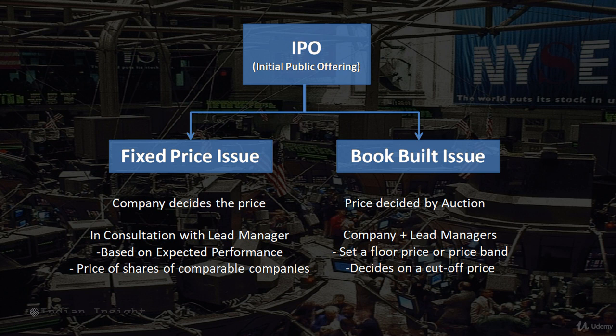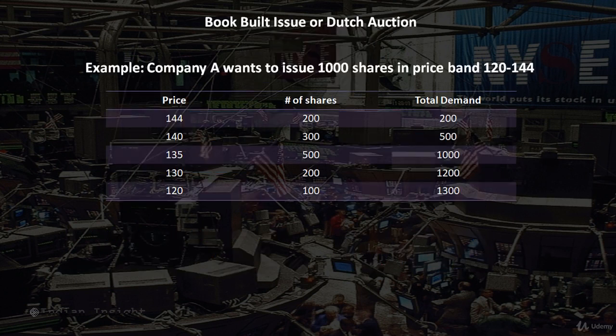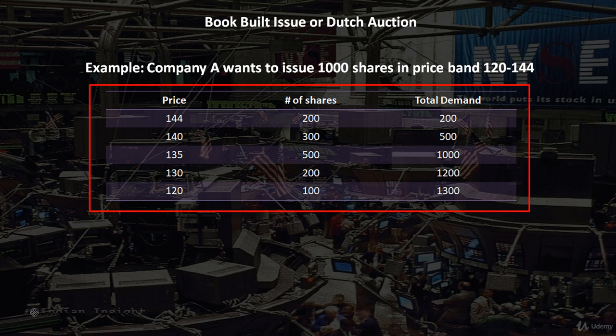All bidders who have bid above this cut-off price get an allotment of shares at the cut-off price. Let's understand this with an example. Let's say a company A wants to issue 1000 shares through a book-built offer. Let's say the company has decided on a price band of 120 to 144. Let's assume that the company has received all these bids.